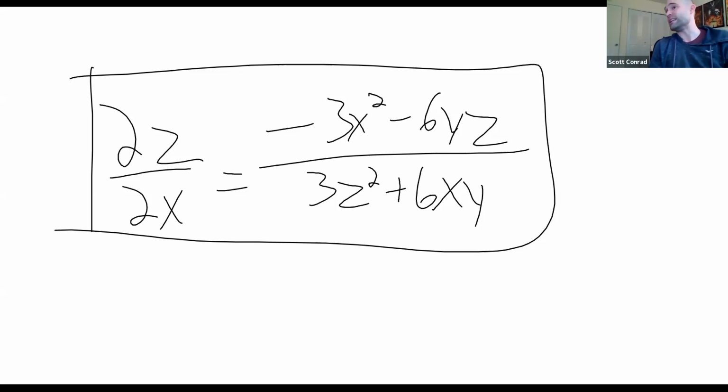And if you want dz dy, you do the same, but you take the partial with respect to y of both sides. Then you isolate dz dy, and that's how you would do that.